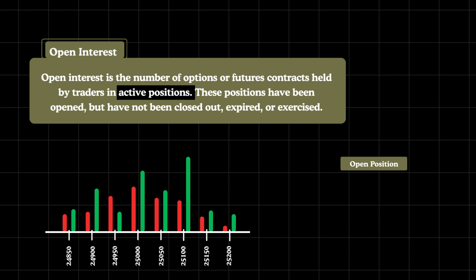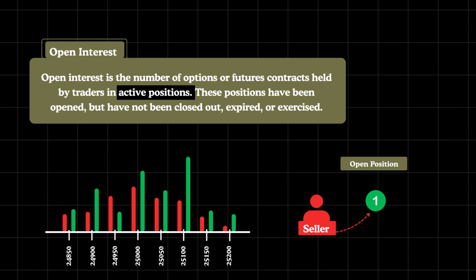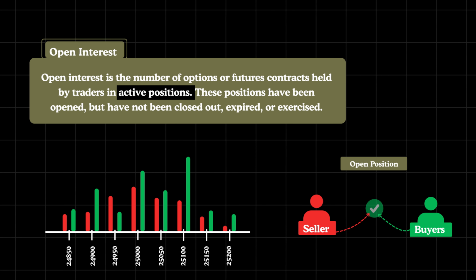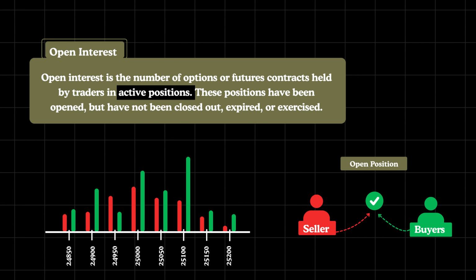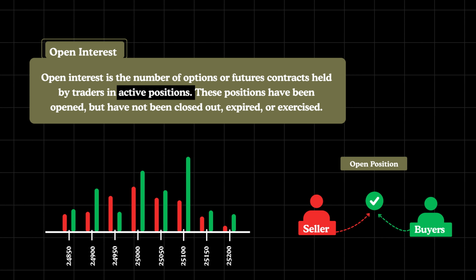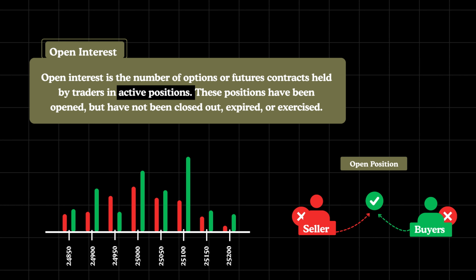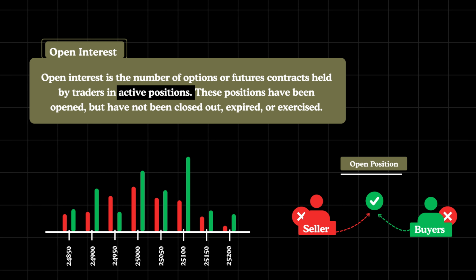An open position means that if a seller sells an option contract at a particular strike price and the buyer buys that option contract at the same time, then open interest is generated in the market. Until these two fully square off the positions, this contract will remain open in the market. Therefore, we call it an open position or open interest.